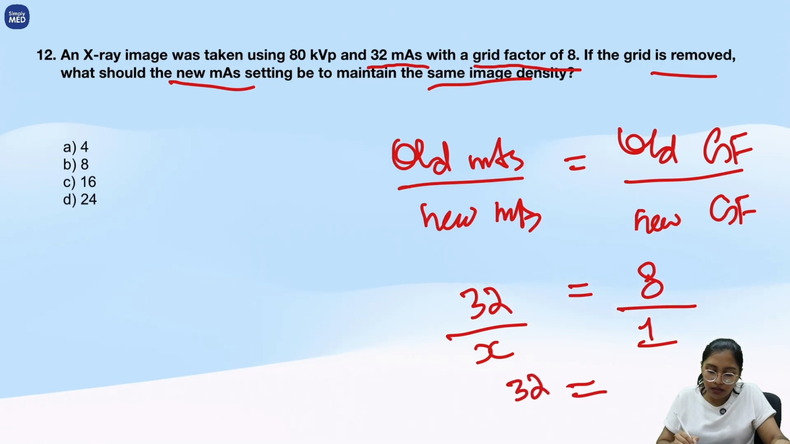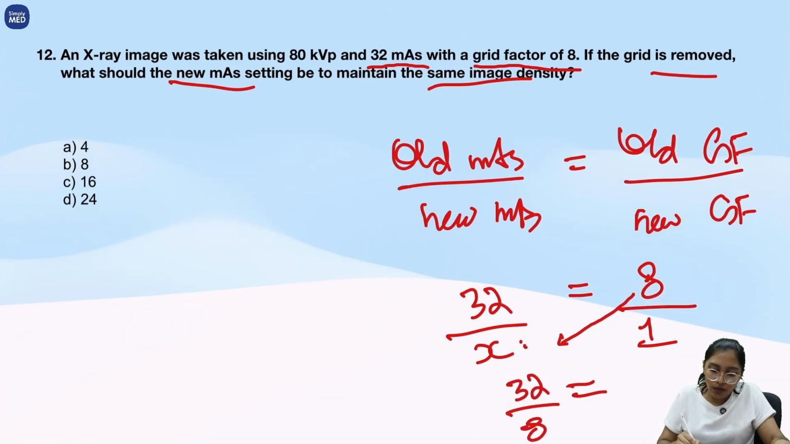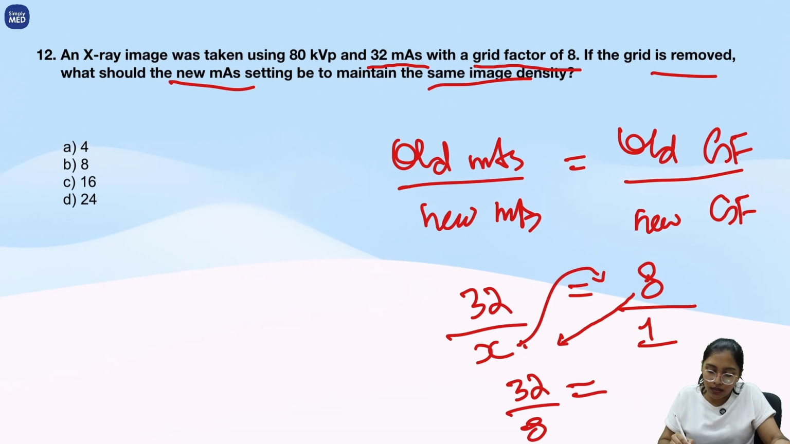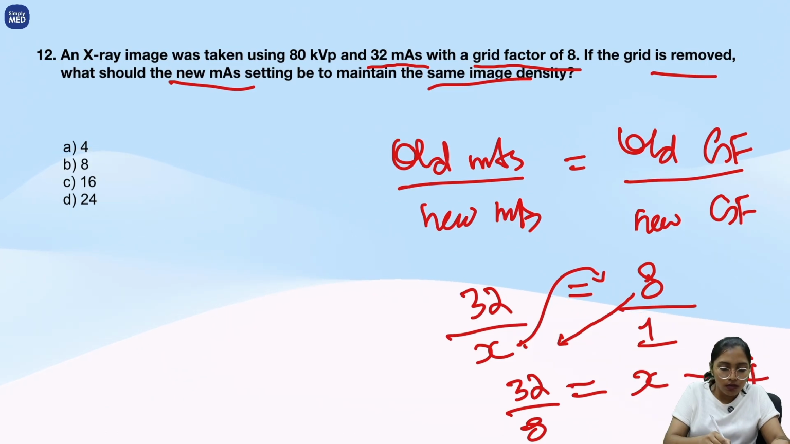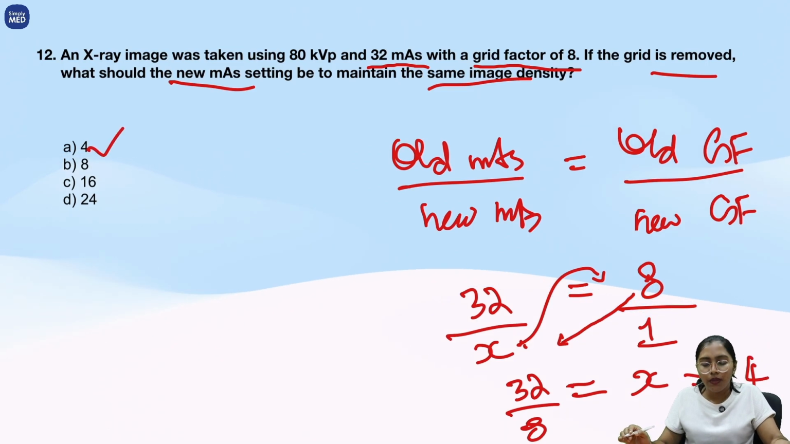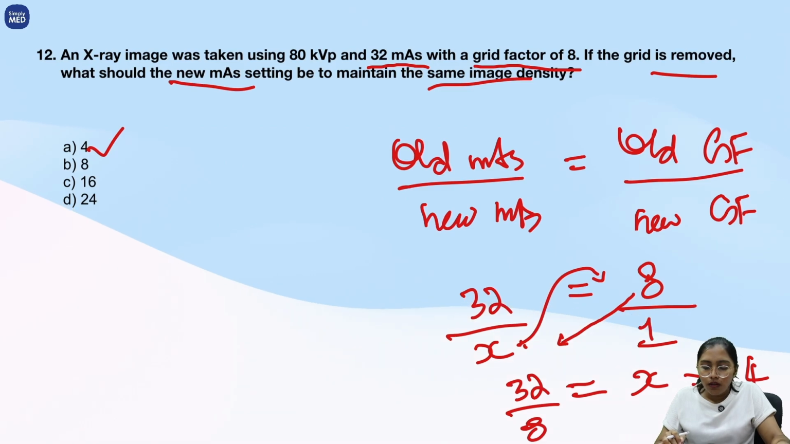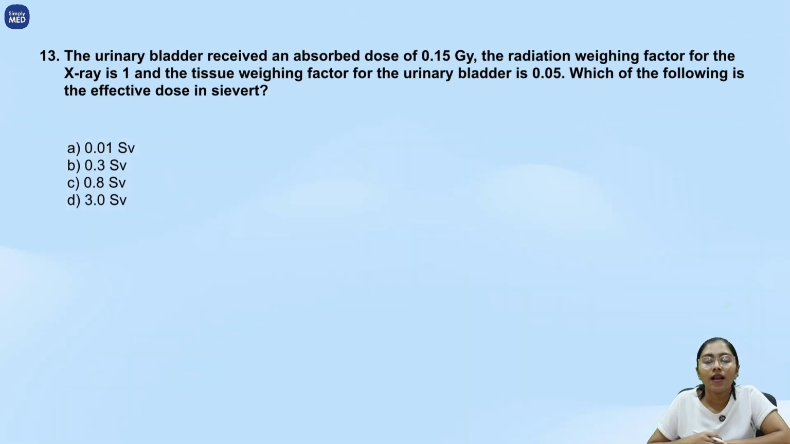We can bring this 8 to this side. So 32 by 8 is equal to x, with x taken to the other side. So x is equal to 32 by 8, which is 4. Okay. So we got the answer. I hope it is clear now. This is also a simple equation, right? Okay. So that's about our grid factor calculation. Now let's go to the next question.